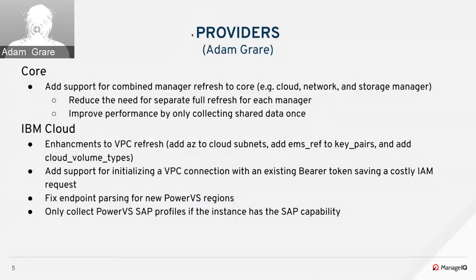Let's see. We also fixed endpoint parsing. There are a couple new Power VS regions that didn't match our filtering rules to pull out the region name from the endpoint. And so we added a couple of overrides to the settings for that. We also only collect Power VS SAP profiles if the instance has the SAP capability. So we're adding that check in before collecting those.